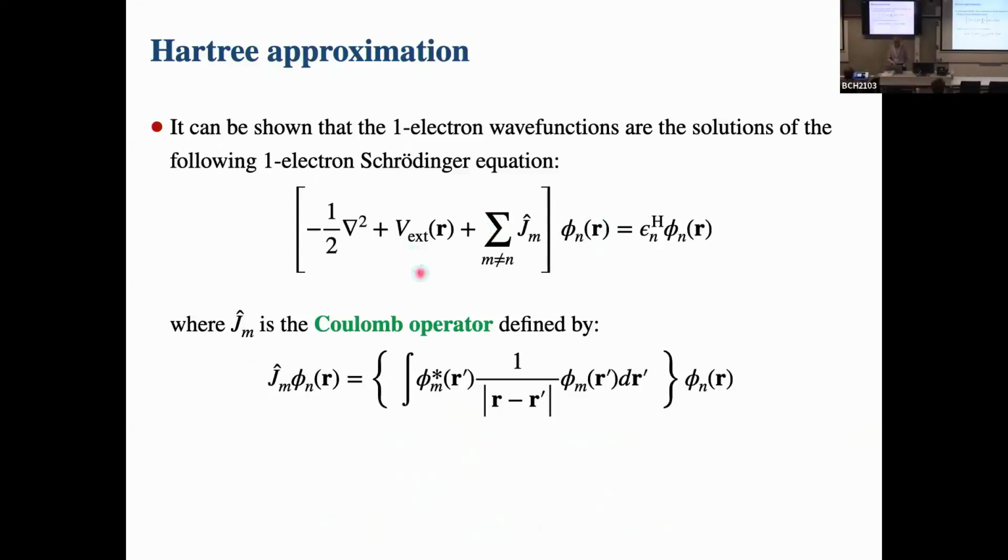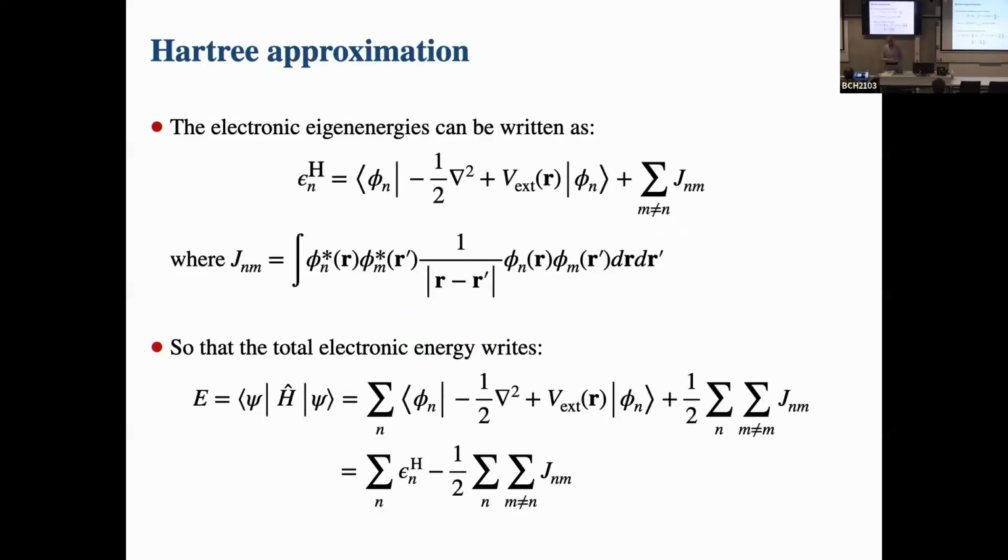And to do that, I had to introduce the so-called Coulomb operator here that is given by this. Basically, you can think of it as the probability of having an electron at a given position R prime, and then the Coulomb interaction of the electron that I'm considering with that other electron. And so the eigenvalues that you get in this case are the Hartree eigenvalues. You can write that these Hartree eigenvalues are given by this formula here, where we have introduced these terms that can be computed in this way.